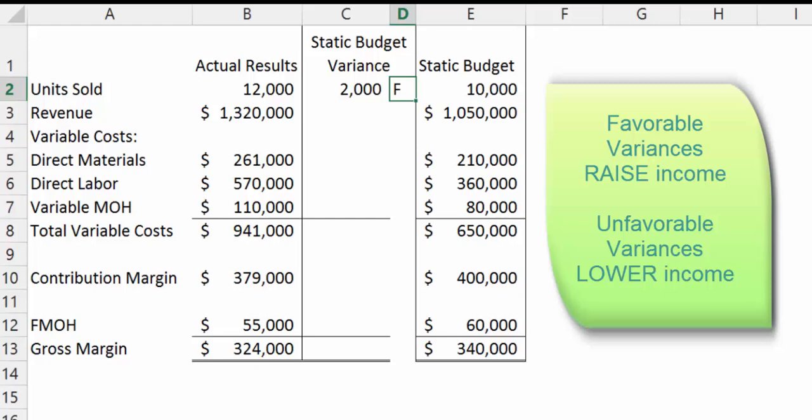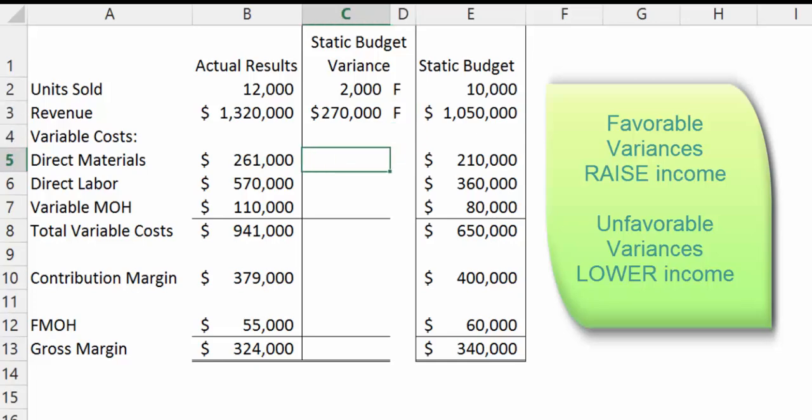The same thing goes for revenue. We're going to take the difference between 1,320,000 and 1,050,000, and that gives us 270,000. Because the actual results are higher than the budgeted results, and this is a revenue, this is a favorable variance. More revenue, favorable variance.